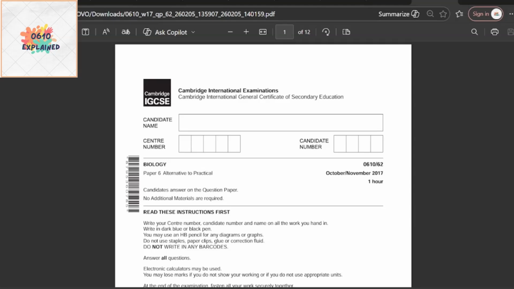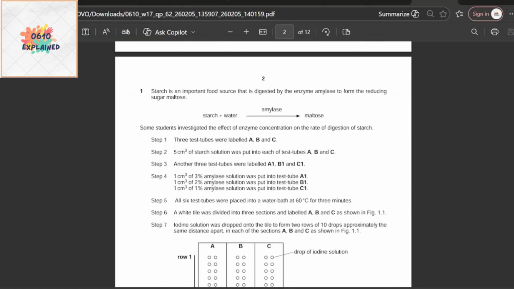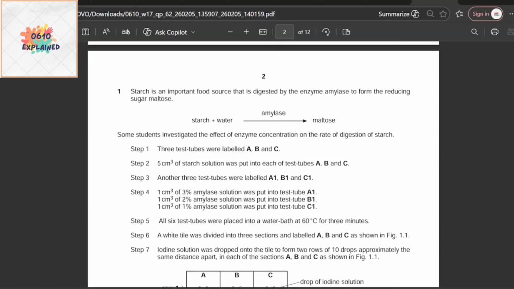Today we will be discussing Cambridge IGCSE 0610 paper 6 variant 2 from October-November 2017 session. Now, to start with, the question reads that starch is an important food source that is digested by the enzyme amylase to form reducing sugar maltose. Now, just to brief you up as to what exactly is happening over here.